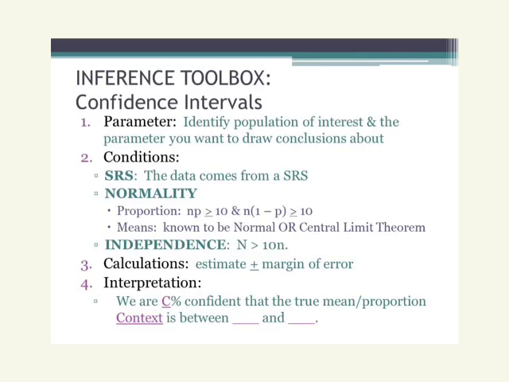And this is going to be a really simple process and something that by the end of Chapter 10 you're going to be very comfortable working through, and we'll use this in all the examples that we do here in the rest of Chapter 10. All right, so Inference Toolbox, 4 steps. Number 1, parameter. 2, conditions. 3, calculations. 4, interpretation. And this will be the same toolbox that we use in Chapter 11 and the chapters that follow after as well. Okay?